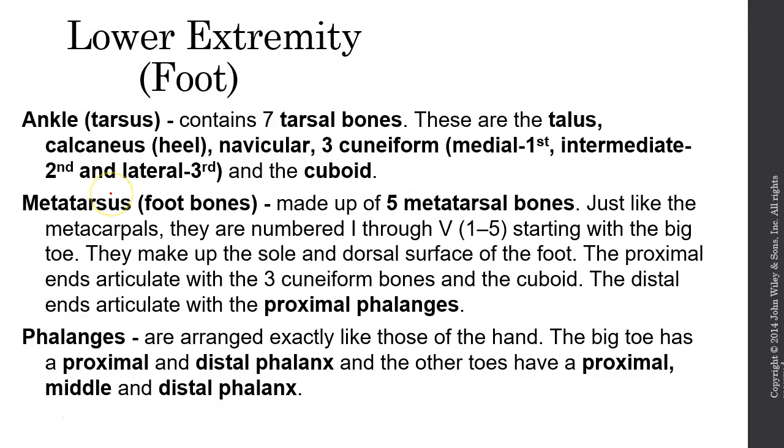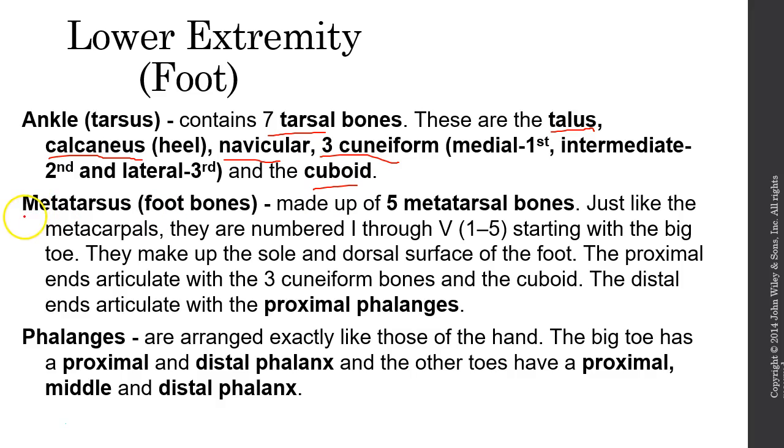From there, we run into the ankle. So much like the wrist, we have small bones forming the ankle. We have 7 tarsal bones. The talus is going to articulate with the tibia. The calcaneus will form the heel of the foot. Then we see a navicular, 3 cuneiforms, and a cuboid.